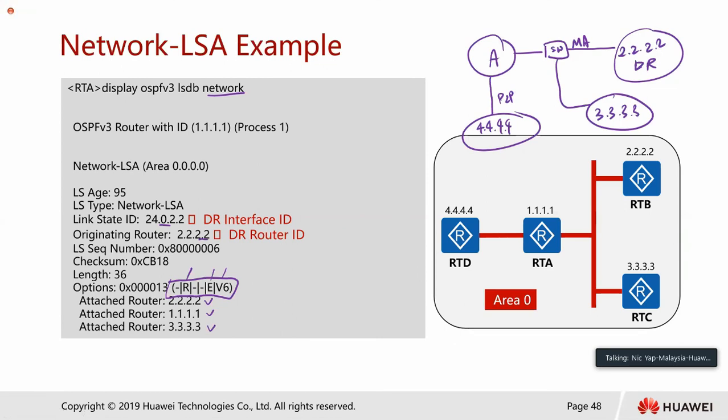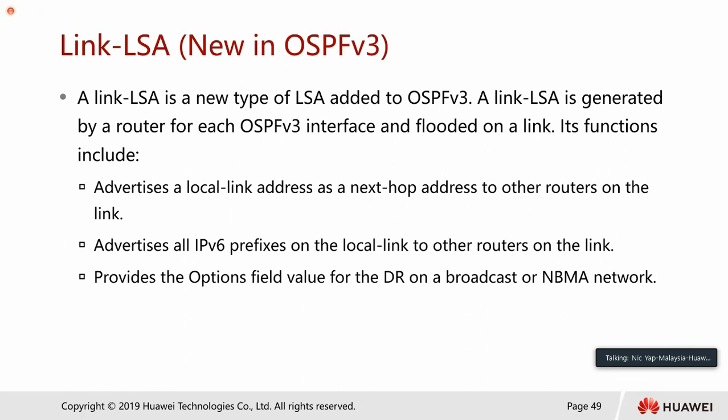Then the next thing I will go into and check is the link LSA. A link LSA is a new LSA inside OSPFv3. A link LSA is a new type of LSA added to OSPFv3. A link LSA is generated by a router for each OSPFv3 interface and flooded on a link. Its functions include advertising a local link address as a next hop address to other routers on the same link, advertising all IPv6 prefixes on the local link to other routers on the link, and providing the option field value of the DR on the broadcast or MPMN network.